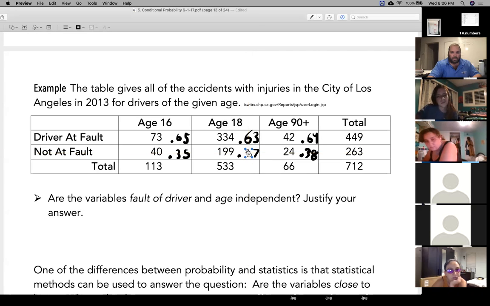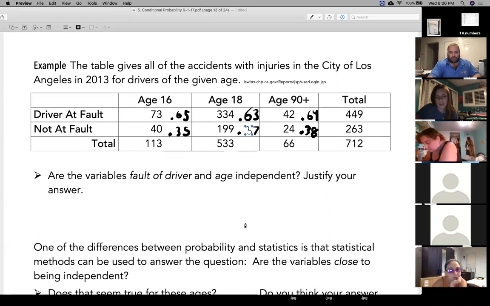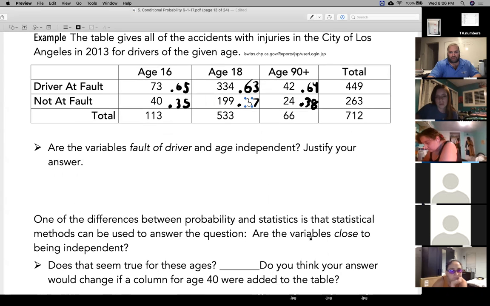Not. Well, they're not equal, correct? No. Okay, but look down here. Are the variables close to being independent? Yes, they are close to being independent, but they're not quite independent. If they were, the numbers across the rows would have to match. 0.65, 0.63, 0.64 are not all equal. 0.35, 0.37, 0.38 are not all equal. But they are close to being independent.